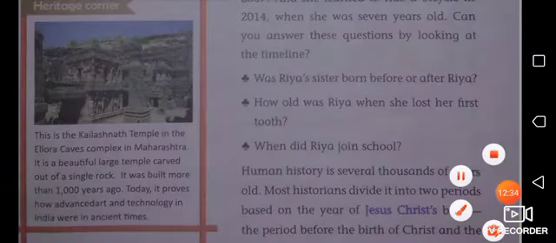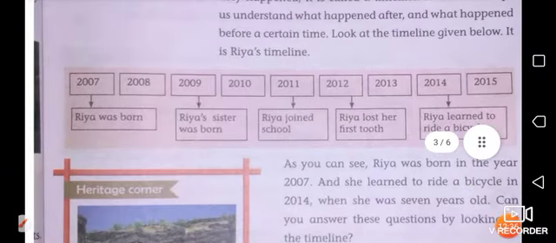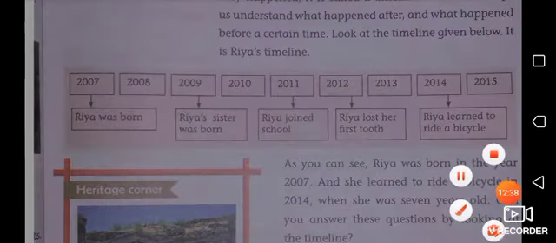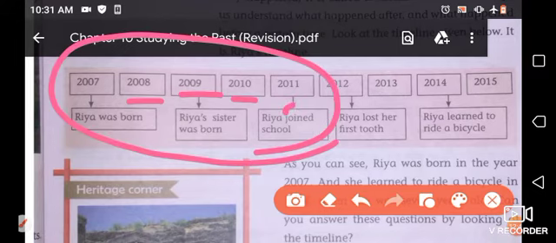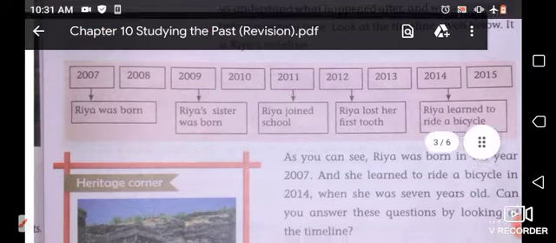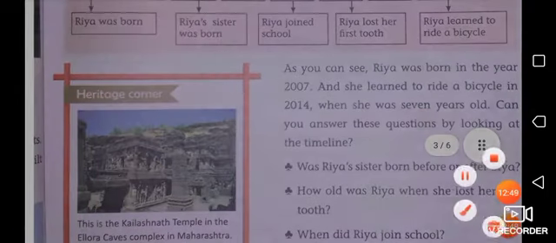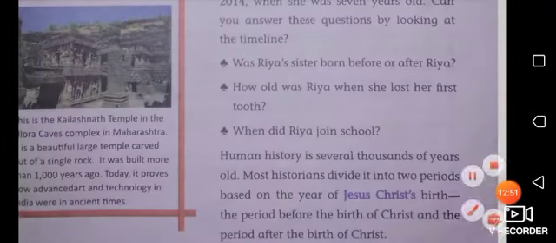When did Riya join school? Riya joined school when she was 1, 2, 3, 4. So Riya was 4 years old when she joined school. Okay, so this was the timeline.